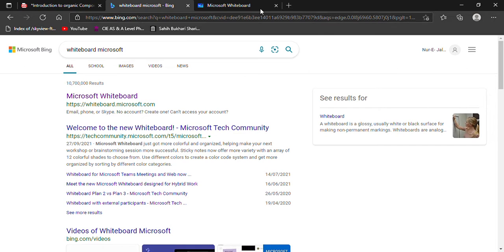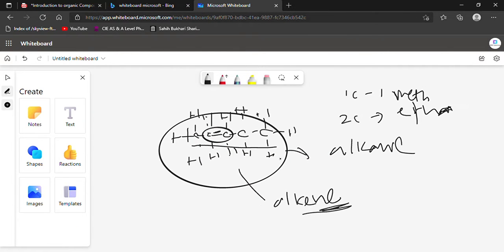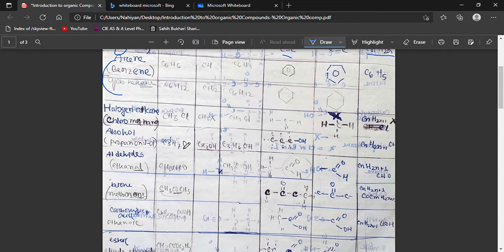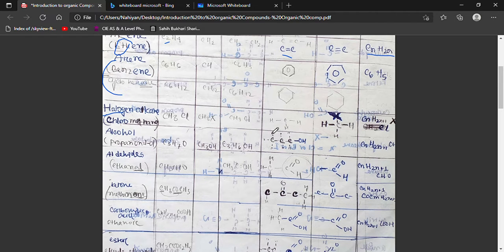So moving on, we have halogenoalkane. Halogenoalkane is basically an alkane, a hydrocarbon, where instead of one H, you have a halogen. A halogen is an element from group 7. Group 7 includes Cl, Br, and iodine, bromine. So this is from group 7.